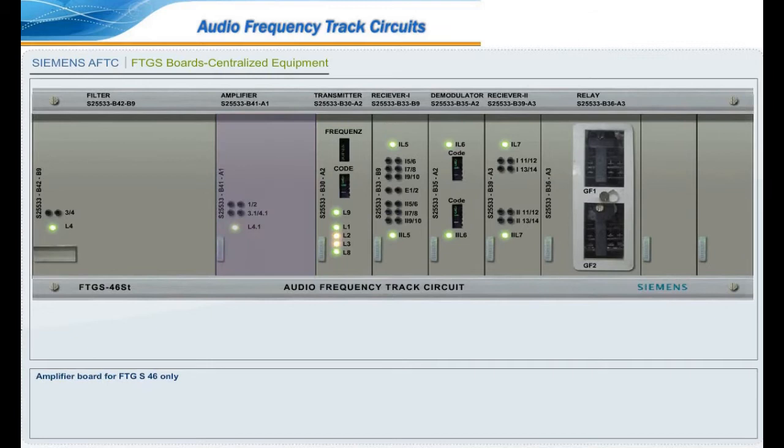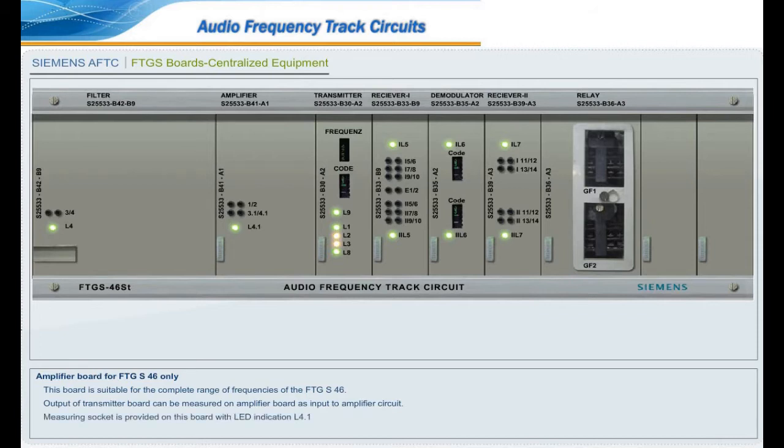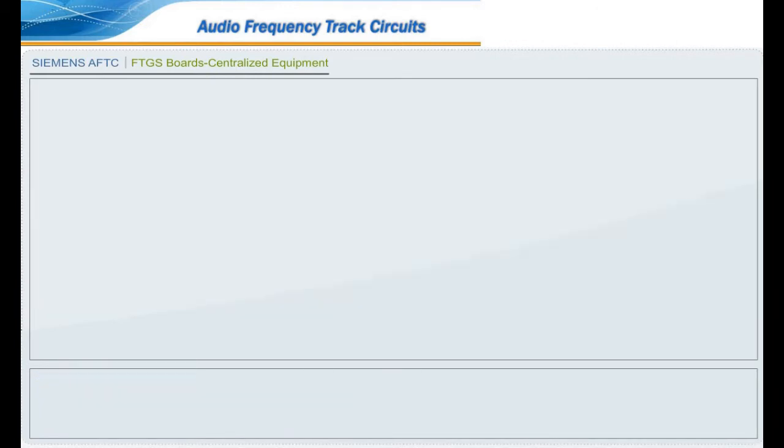Amplifier board for FTG S46 only. This board is suitable for the complete range of frequencies of the FTG S46. Output of transmitter board can be measured on amplifier board as input to amplifier circuit. Measuring socket is provided on this board with LED indication L4.1.